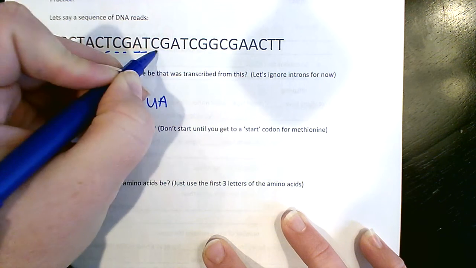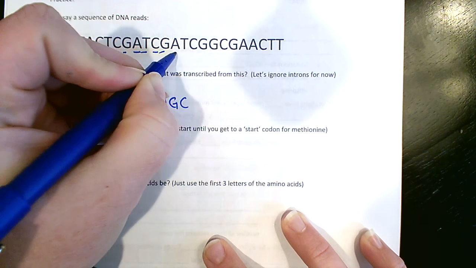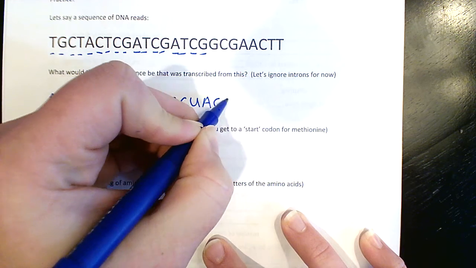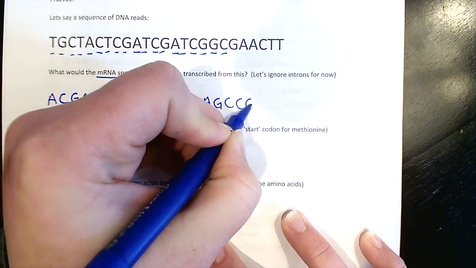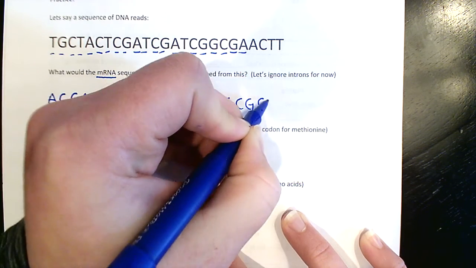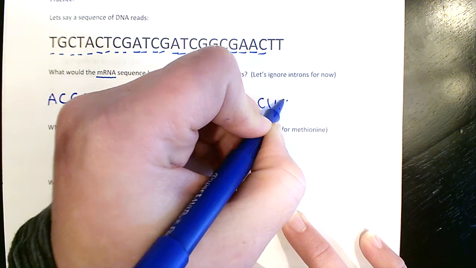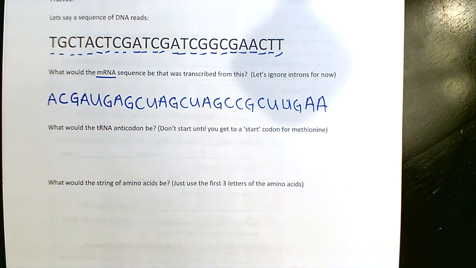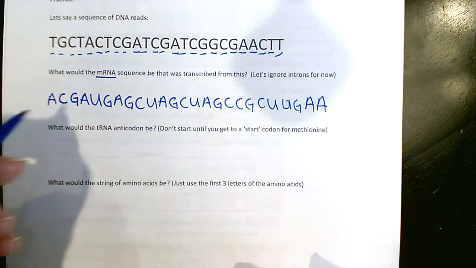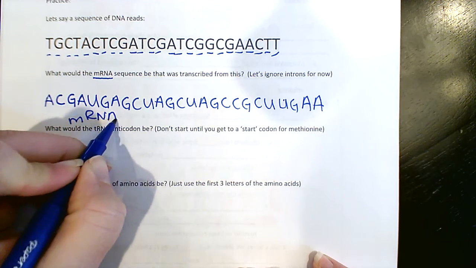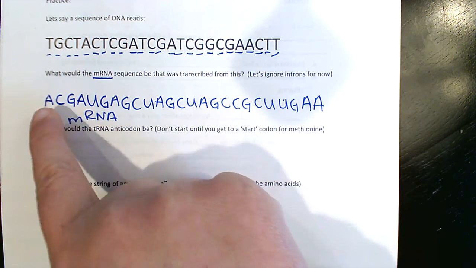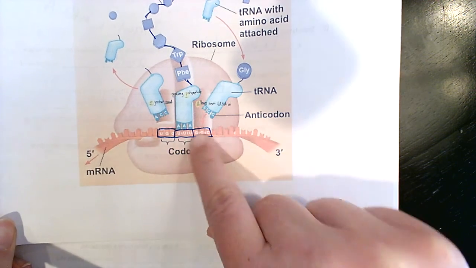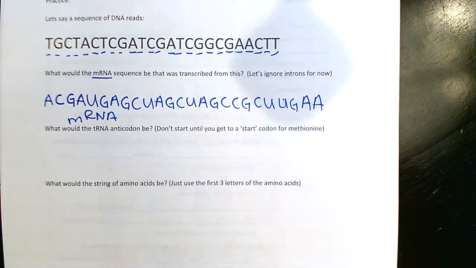Okay, hopefully I didn't make any mistakes here. So this would be my mRNA. So if this is what my mRNA would be, it comes out of the nucleus and finds a ribosome so we can get down to business here.